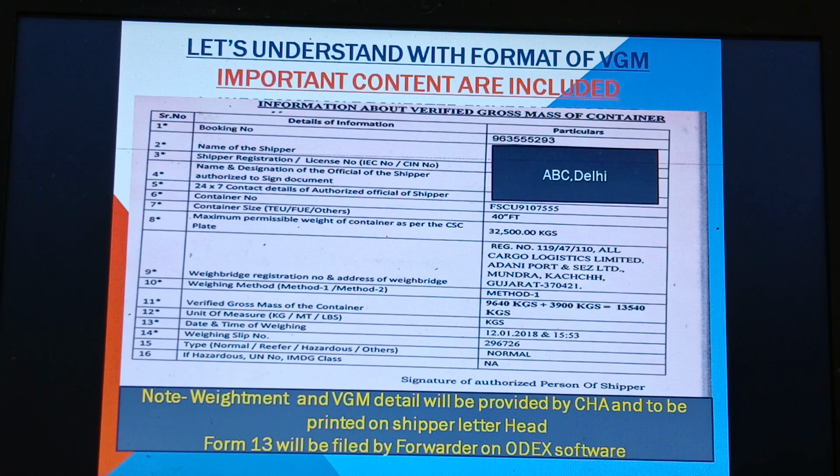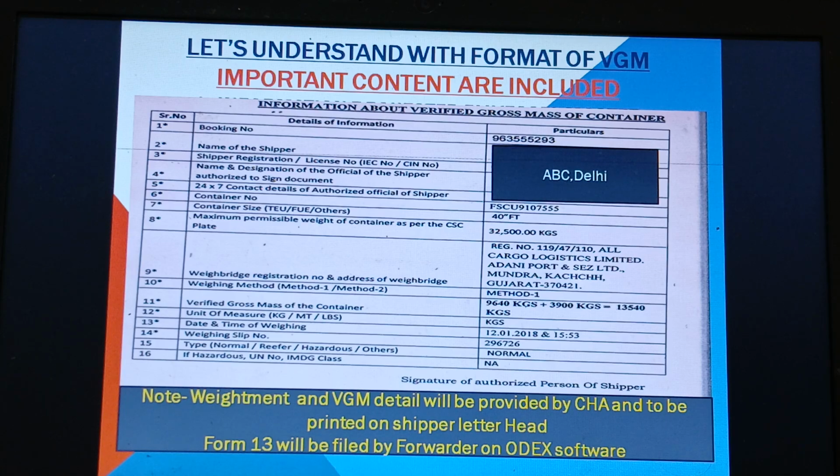Verified gross mass of the container is 96046 kg plus 390 kg, the container weight. Total weight is 1350 kg. That is a very simple method 1. Unit of measure is kgs, then date and time of weighing, that is this one. Weighing slip number, which you received from the CFS or ICD, that is this. Type: normal container. If it is hazardous, non-applicable.